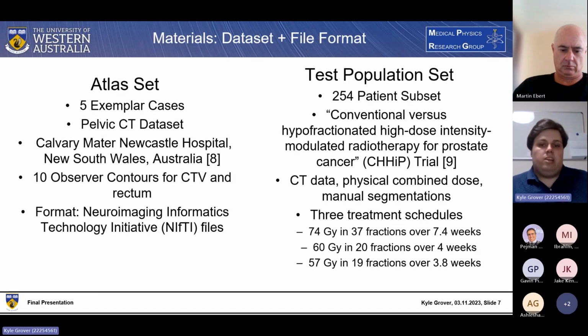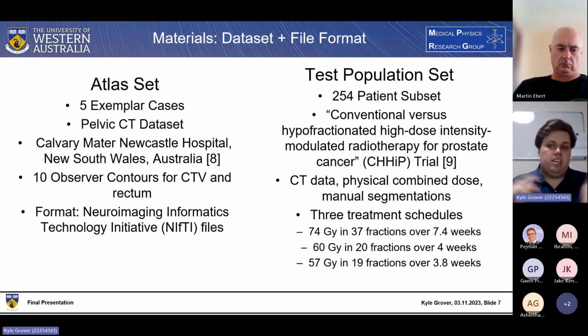To begin with the project, we end up working with two different data sets. So the first one is an atlas set, which comprises 5 exemplar patients taken from a larger pelvic CT data set from Calvary Mater Newcastle Hospital over in New South Wales. For each of these exemplar patients, there are 10 observer contours for both the CTV and the rectum, and the overall file format is using the Neuroimaging Informatics Technology Initiative, or NIfTI files.